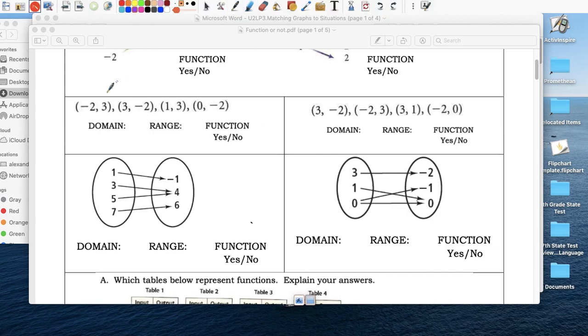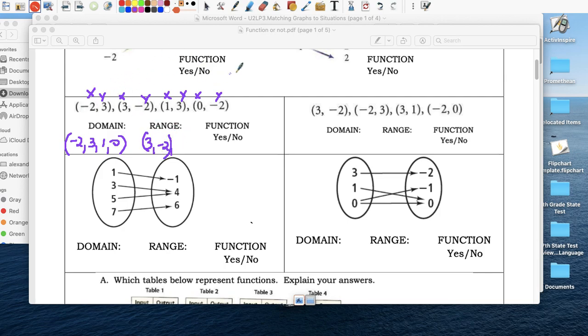Over here, same thing. Again, I'll put x and y. My domain is all the x values, so -2, 3, 1, and 0. My range is 3, -2, 3. I should have put it in order. Notice that the 3 repeats, so I'm not writing it again, and -2 again. So that's my range.